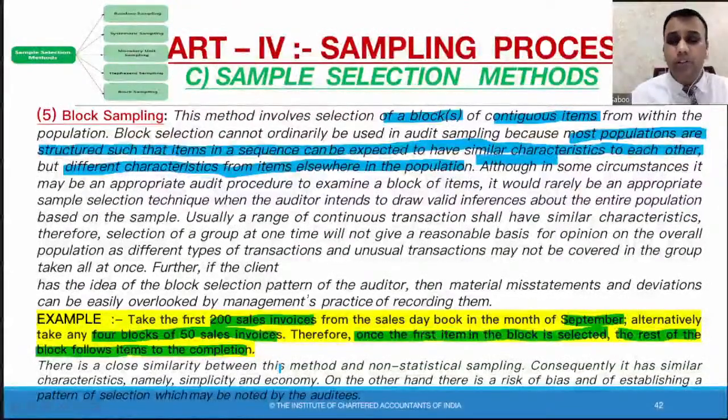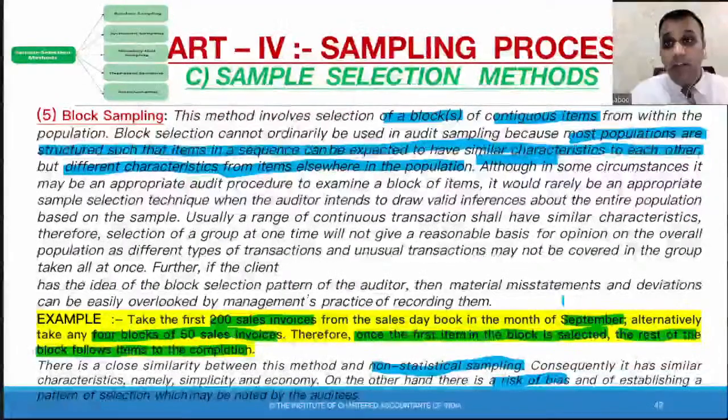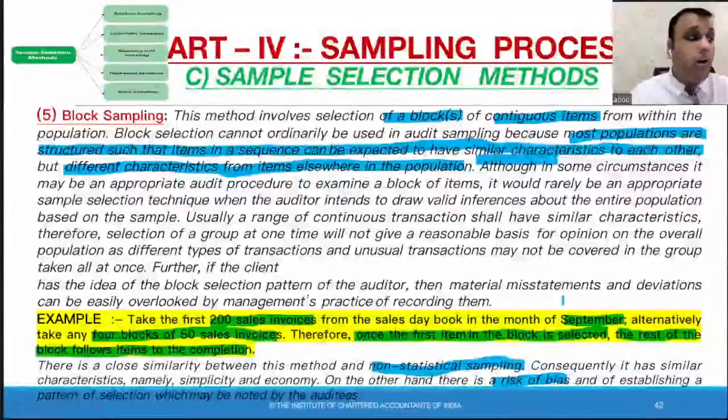It is almost similar to non-statistical sampling. It doesn't follow any statistics. Simple, economical, but there could be a risk of bias and a pattern of selection. The same problem we found in interval sampling. There could be a pattern repeated after every interval, and therefore block sampling is usually not suggested.